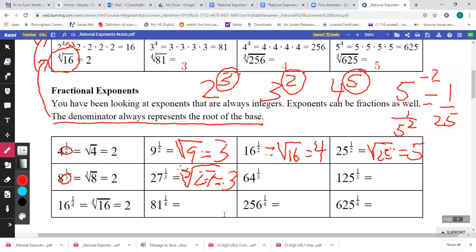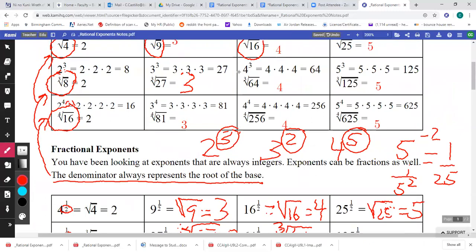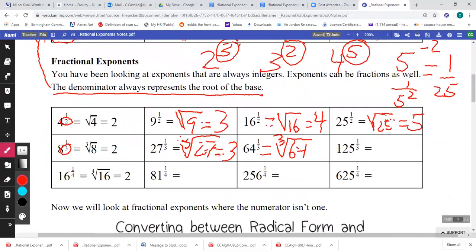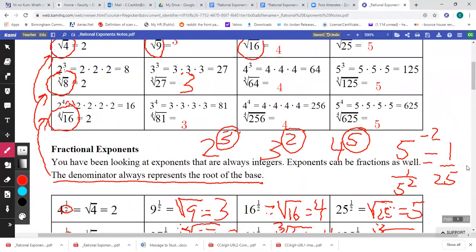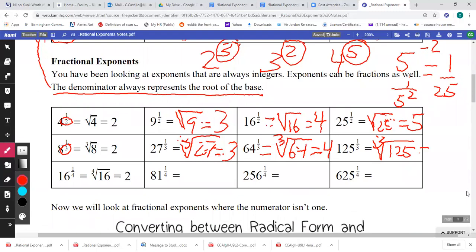64 to the 1/3 is the cube root of 64. And remember, just look back at the top. We already did the cube root of 64. That's equal to 4. And then 125 to the 1/3, so it's the cube root of 125. And we already know from up here, what number multiplied by itself 3 times is 125? That's 5. 5 times 5 times 5 is 125. So the cube root of 125 is 5.